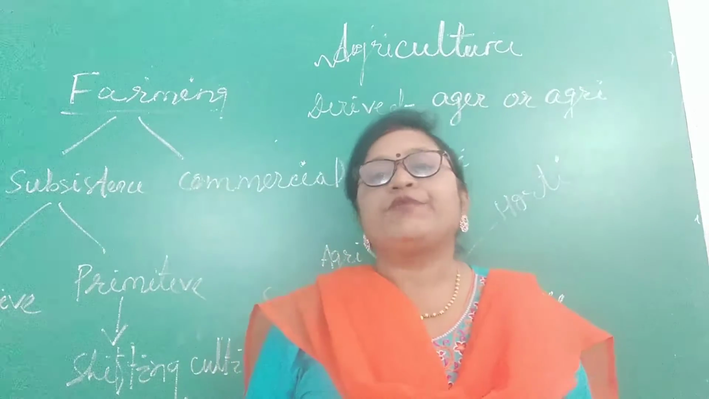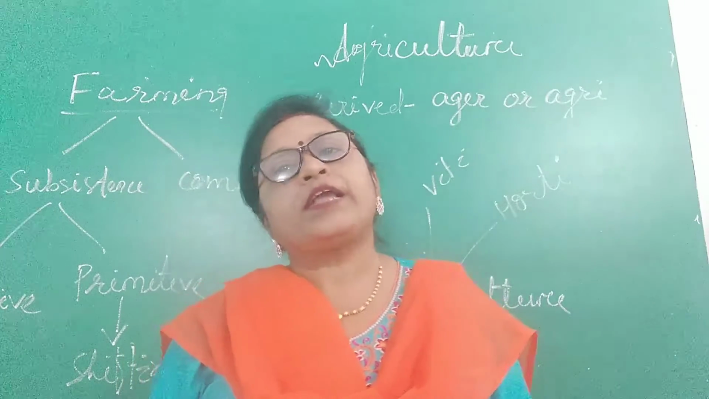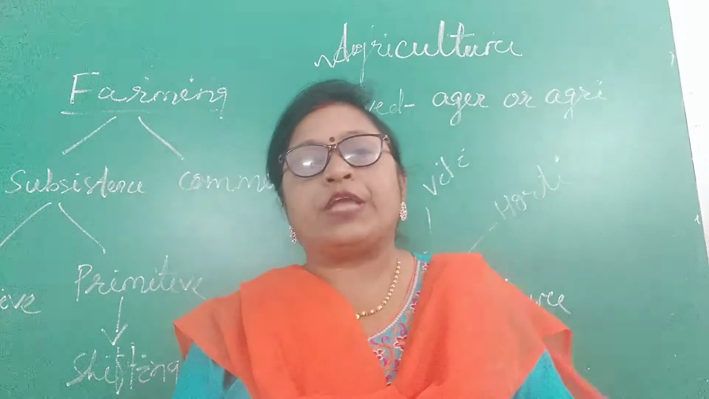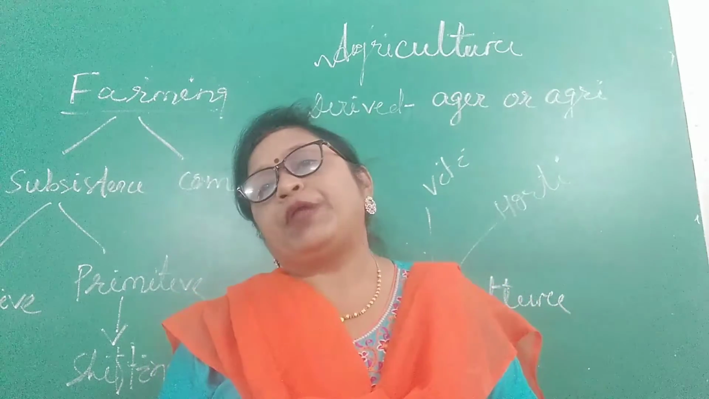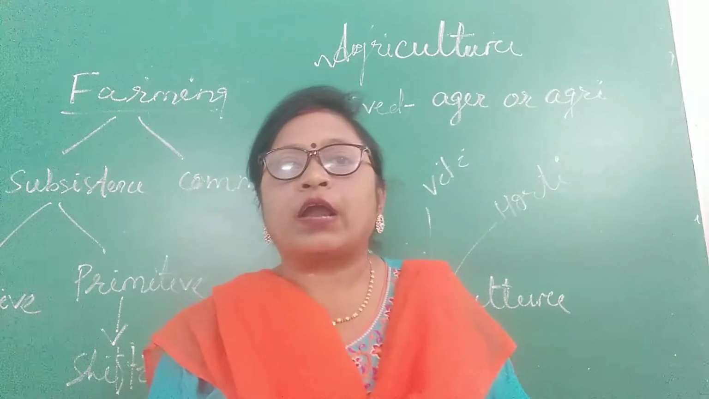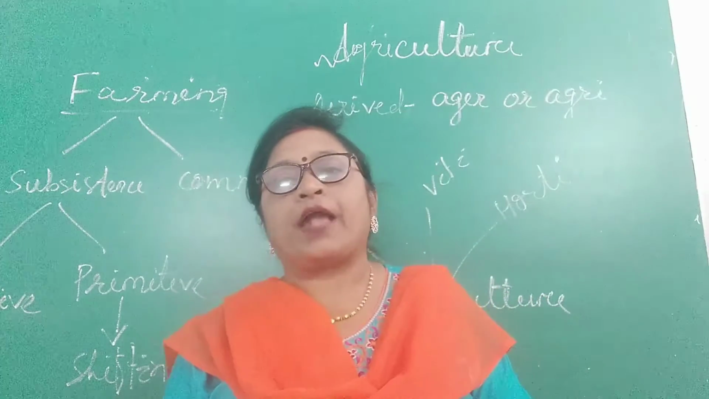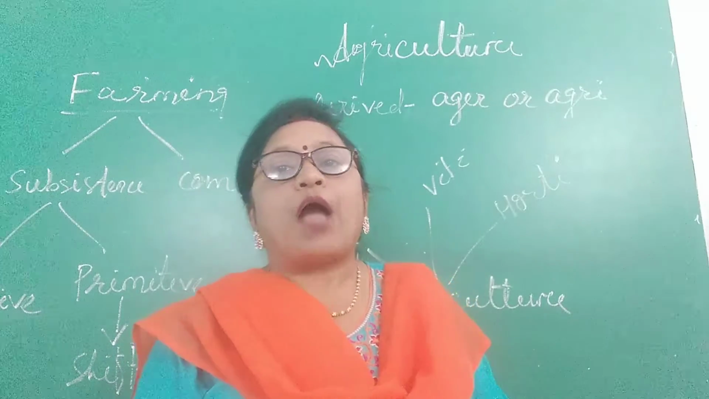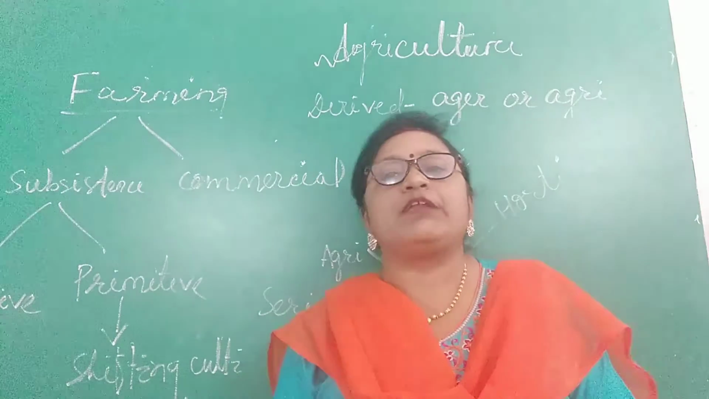So children, today we shall read about the primary activity, agriculture. Agriculture is a primary activity. It includes growing crops, fruits, vegetables, flowers and rearing livestock. In the world, 50% of people are engaged in agricultural activities. In our country, two-thirds of India's population is dependent on agriculture. The word agriculture comes from the Latin word agri or ager, which means soil, and culture means cultivation.